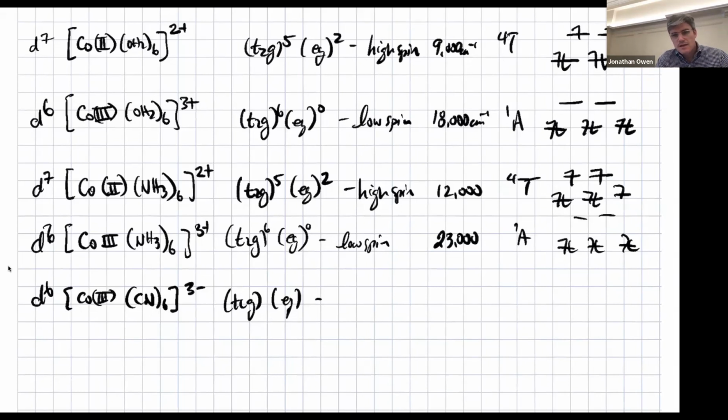Well, cyanide is a pi acceptor, kind of, like carbon monoxide is. And it's a weaker pi acceptor. Cyanide is both a good sigma donor and a pi acceptor. And so cyanide is a classic example of a strong field ligand, because the sigma donating power raises the EG and the pi accepting power lowers the T2G.